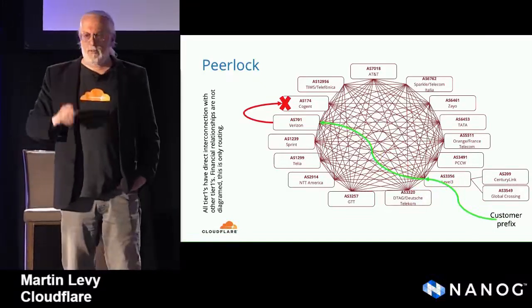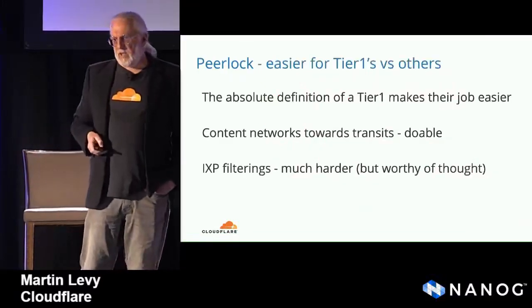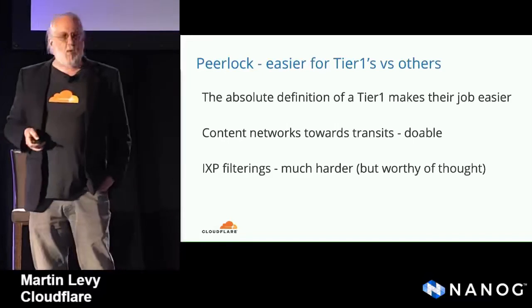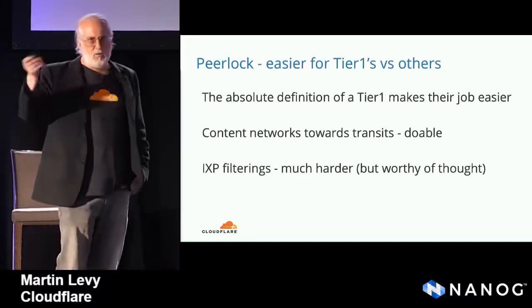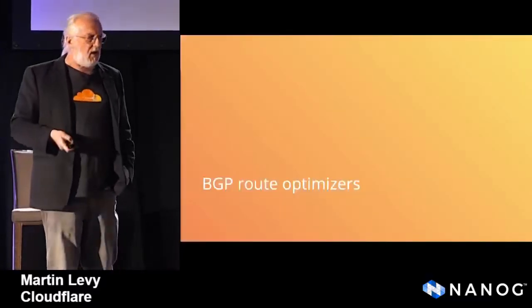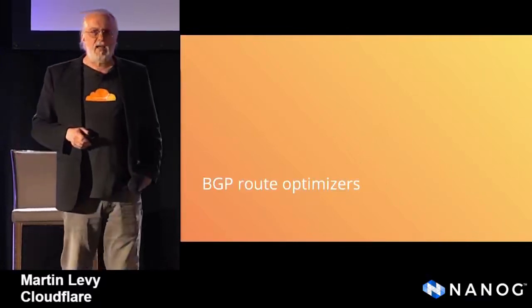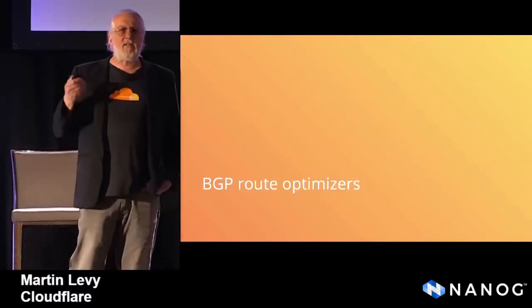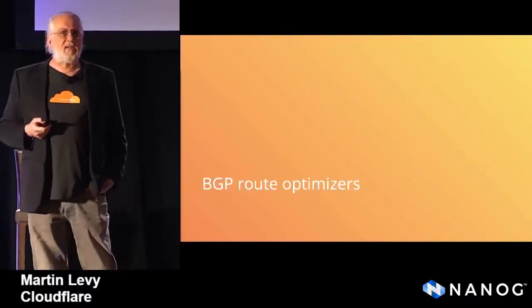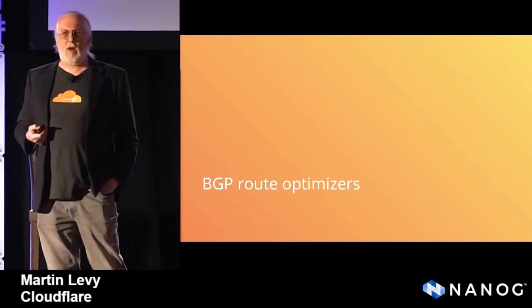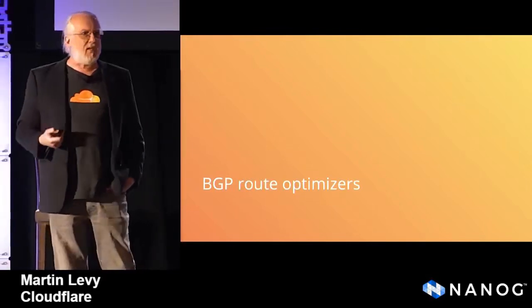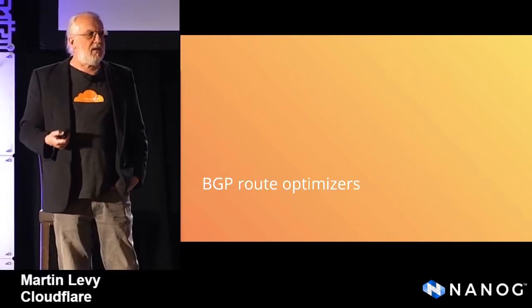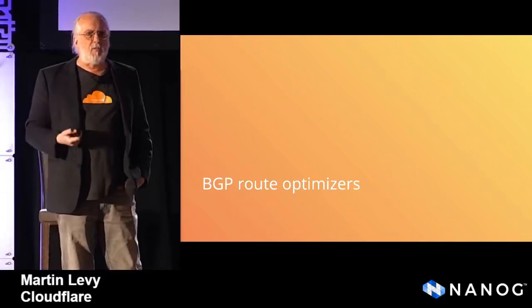Except it didn't. Because as good as peer lock is for tier 1s, et cetera, read Job Snyder's slides: the route never touched the particular AS which is in that BGP path in the first place. It was created by a route optimizer.